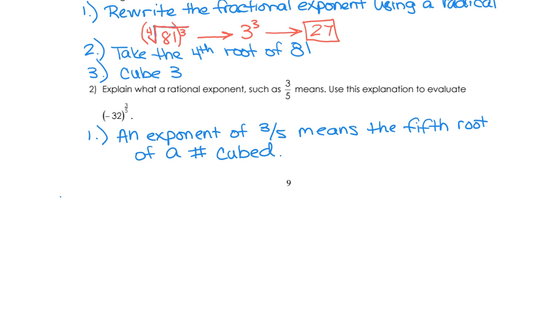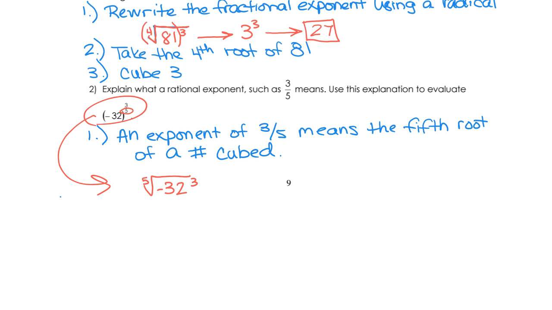And you're going to see that when I rewrite this, I'm going to write it as a radical. I'm going to put negative 32 underneath there. 5 is on the bottom of the fractional exponent, so what's on the bottom goes in the crack, because your bottom has a crack. Then raised to the 3rd power. So that's the 5th root of a number, which is negative 32, cubed, because it's raised to the 3rd power. And then we're going to evaluate it.